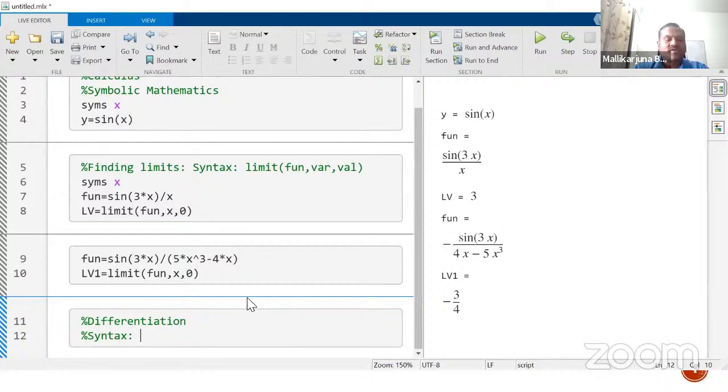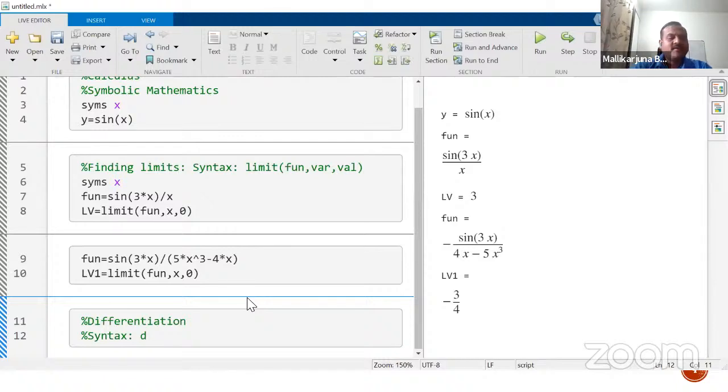Yeah. So next, how do you find the differentiation? What is the syntax for this? How to find limits of a two variable function? Limit of limit. You have to give the limit of the limit: limit x tends to 0, then y tends to 0, or limit y tends to 0 then x tends to 0. Variable after variable you have to give.